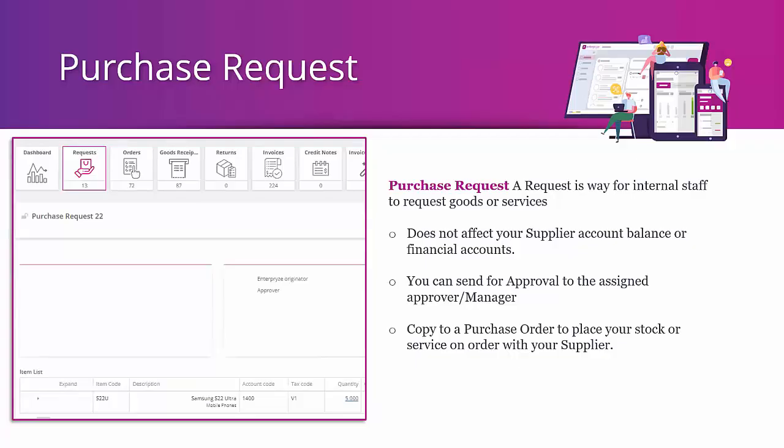So like I've said, a purchase request is simply a way for internal staff to request goods or services. The important bit here is that it does not affect the supplier account balance or financial accounts. It can be tied into the approvals process, so it can be sent for approval and assigned to an approver or a manager or multiple approvers if that's necessary. And ultimately it can be copied to a purchase order to place the stock or service on order with your supplier.